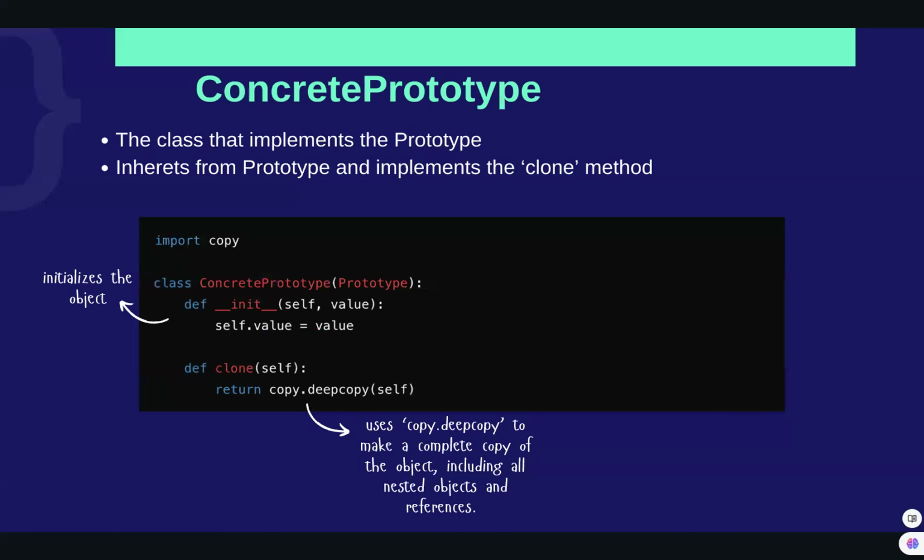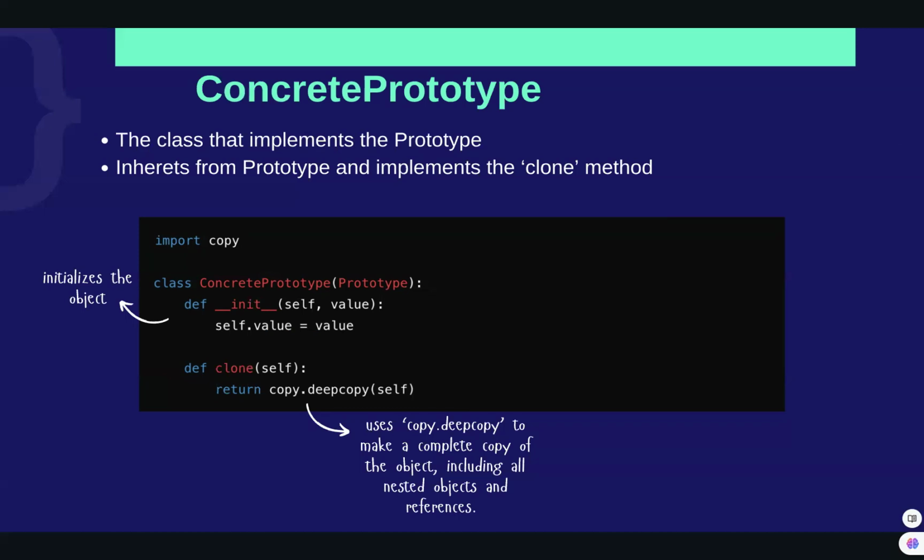Next, we have the concrete prototype. This is a class that implements the prototype and provides the actual method to create a copy of itself. Here's another simple example. So in this example, concrete prototype inherits from prototype and implements the clone method using Python's copy.deepcopy function. So let's break this down.